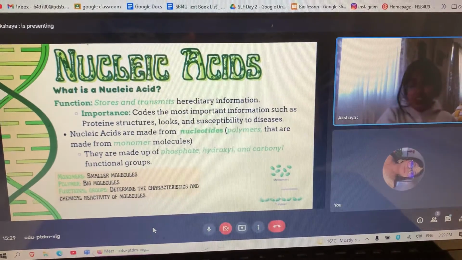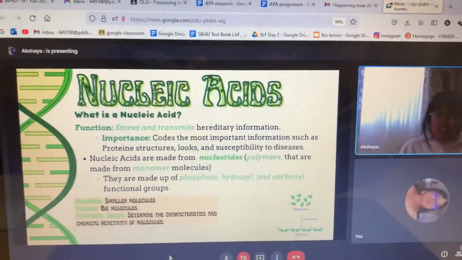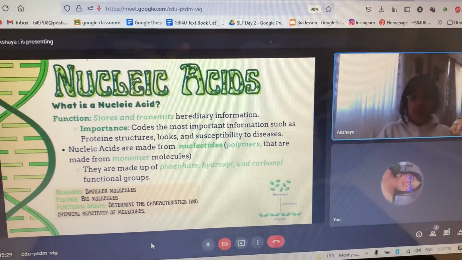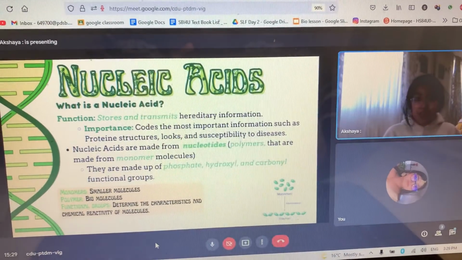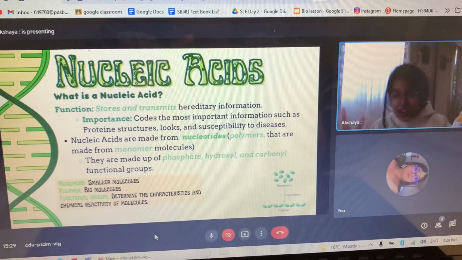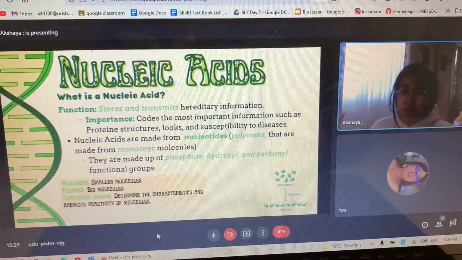And so why do I need to know this? Cut to the chase. You need to know this because monomers and polymers are nothing but nucleotides. And nucleotides are what make up nucleic acids. Isn't that so cool? That's mind-blowing.